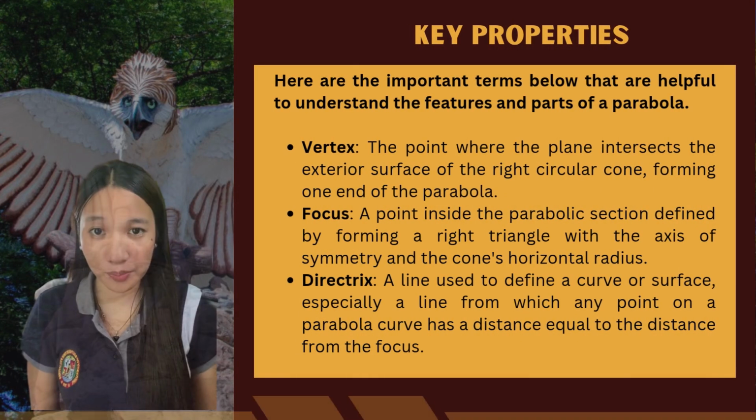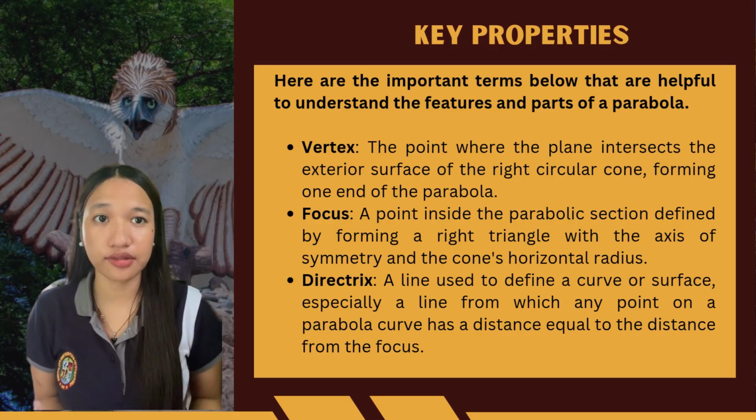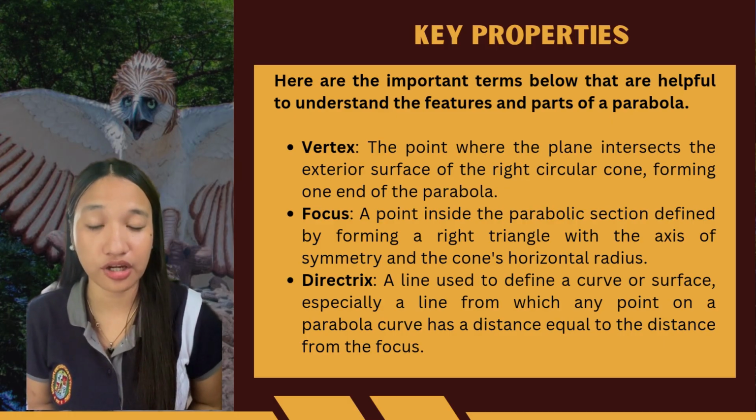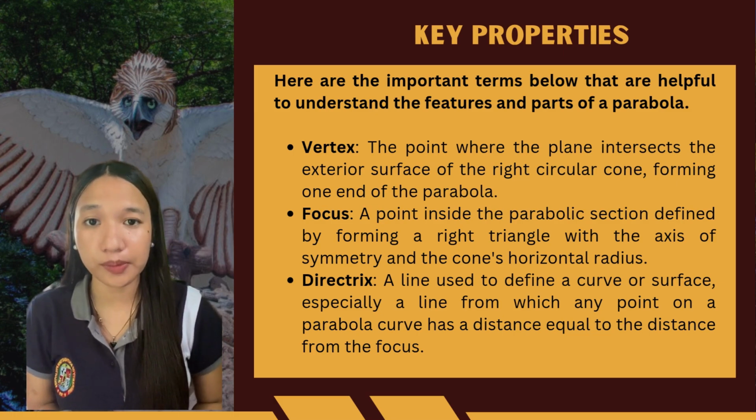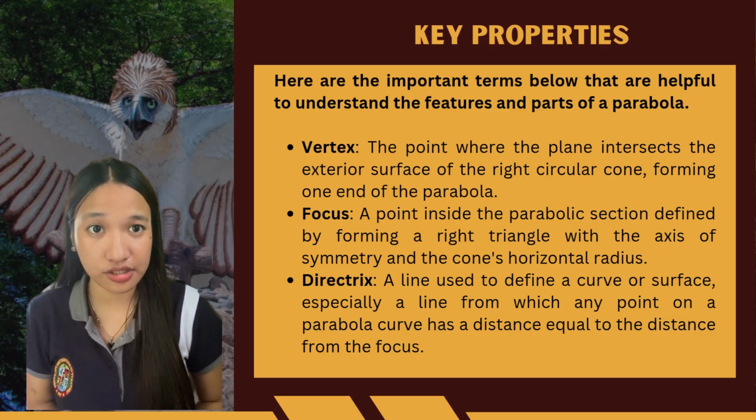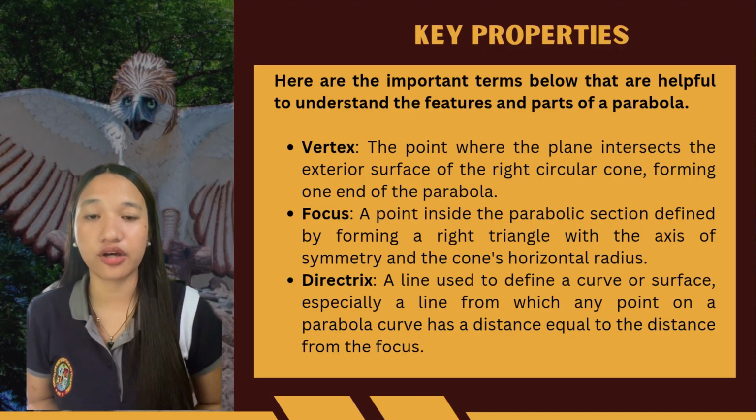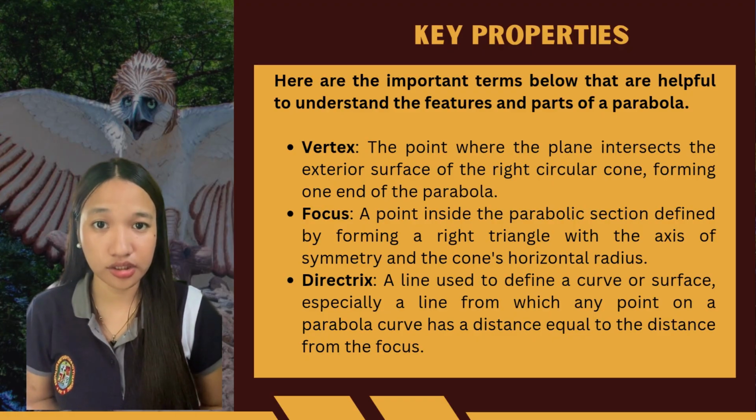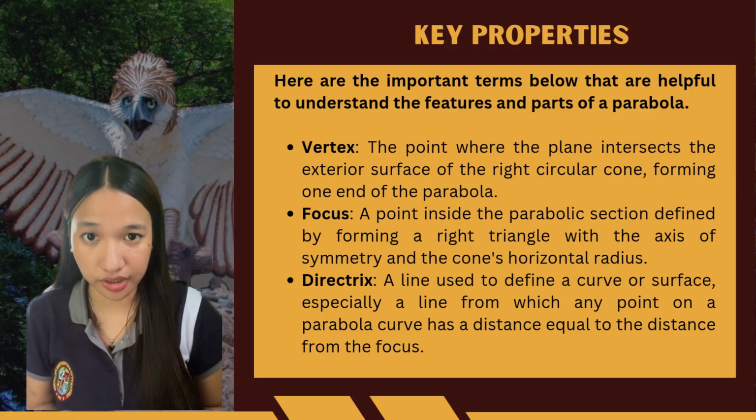Here are the key properties and important theorems below that are helpful to understand the features and parts of a parabola. First, the vertex, the point where the plane intersects the exterior surface of the right circular cone, forming one end of the parabola. Second, the focus, a point inside a parabolic section defined by forming a right triangle with the axis of symmetry and the cone horizontal radius.